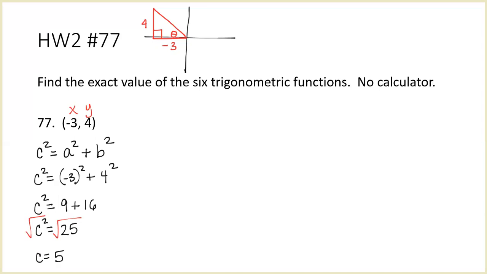So now I know all three sides. Remember, -3, x, is adjacent, 4 is opposite, and 5 is your hypotenuse. So this is just like the Bell work. You just have to find the hypotenuse. But I want you to take about 2 minutes and try to see if you can write your 6 ratios.